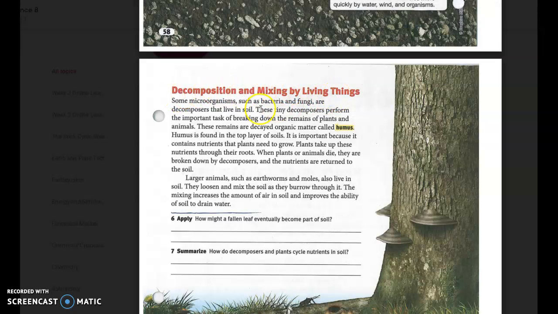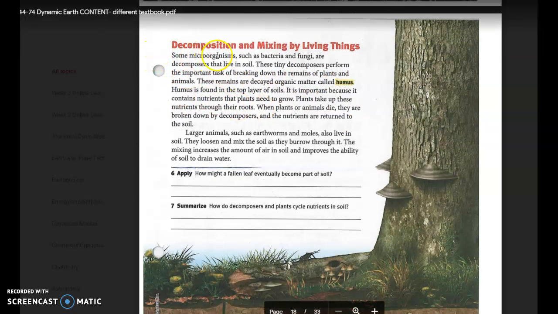Decomposition and mixing by living things. Some microorganisms. These are living things that we would need a microscope to see, boys and girls, and there are trillions and trillions of these things everywhere in the soil, inside of our bodies, like our stomachs to help us digest food, on our skin. The ones on our skin and inside of our bodies actually help us, but there are some ones that might hurt us. But anyway, bacteria and fungi are decomposers that live in soil.